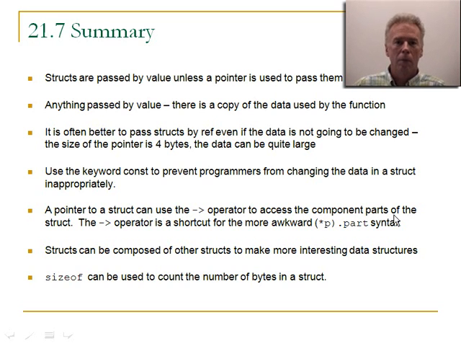We have a new operator in this segment, the right arrow operator, and it's used as a shortcut of dereferencing a pointer to a struct. So you can get at the component parts of the struct without having to dereference and then use the dot operator. So this right arrow operator is used when what's on the left is a pointer to a struct or the address of a struct.